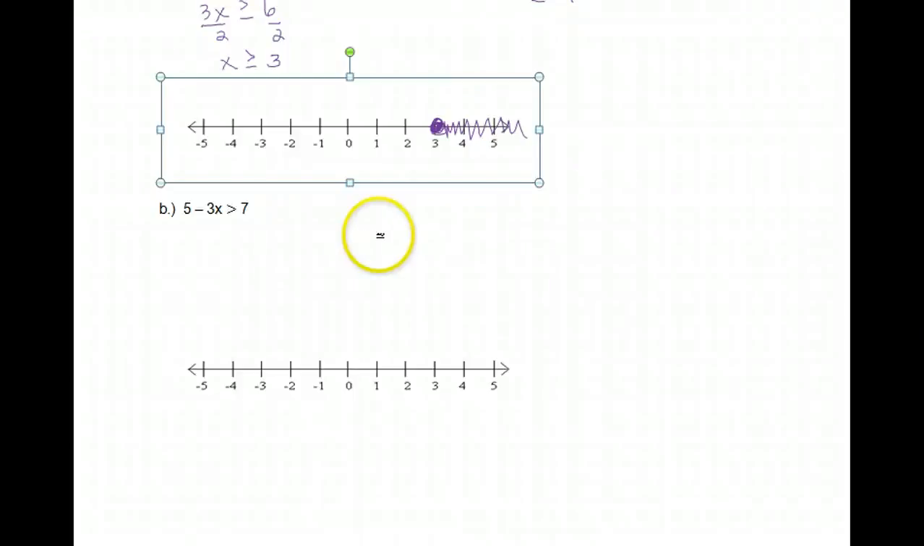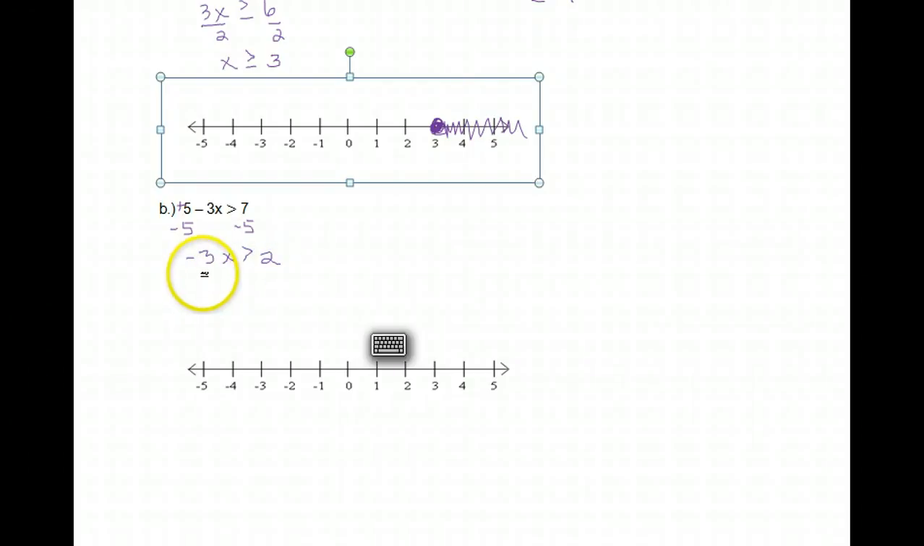check our work. We're going to approach this exactly the same way that we do with equation solving. So the first thing I want to do is move my positive 5. So to undo an addition, we will use subtraction. So we will subtract 5 from both sides. That leaves us with negative 3x is greater than 2.